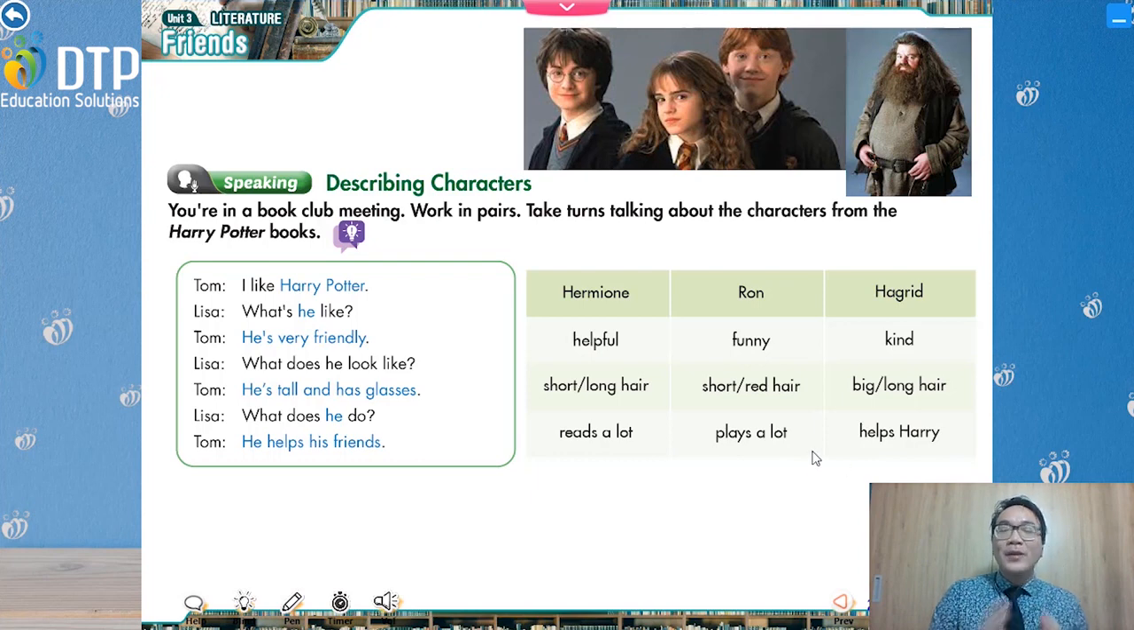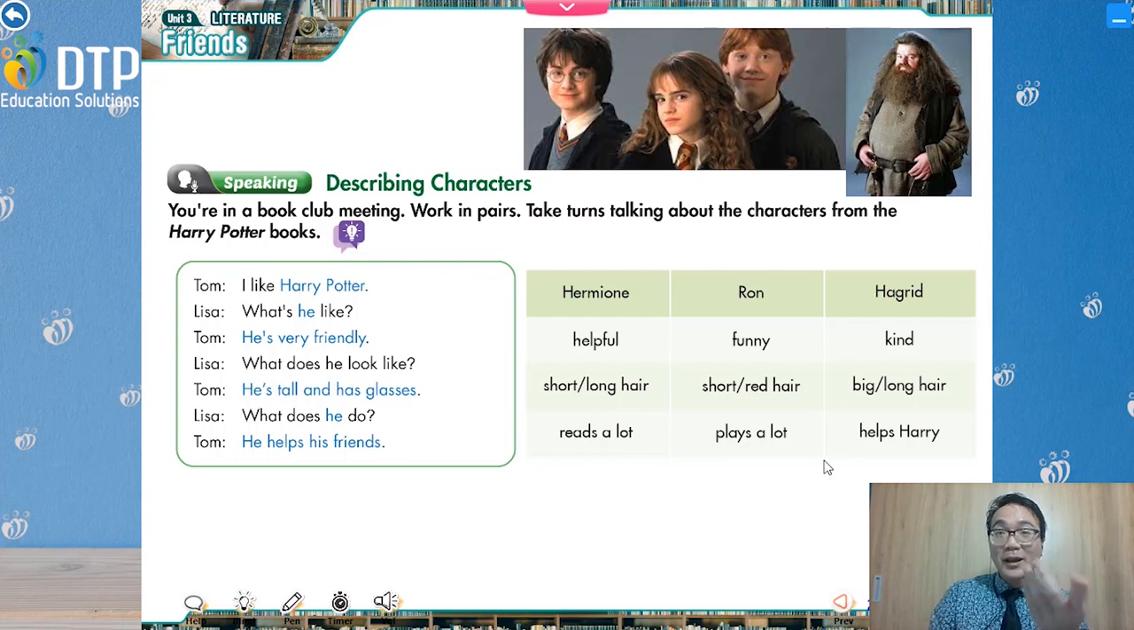Easy then. Now we practice together, okay? I will be Tom and you be Lisa. Tom and Lisa, okay? I like Hermione. He's very helpful. Your turn. He has short hair and he is short and has long hair. Your turn. He reads a lot.